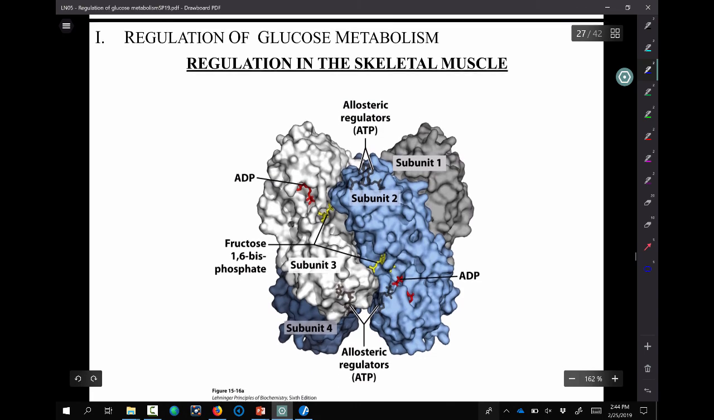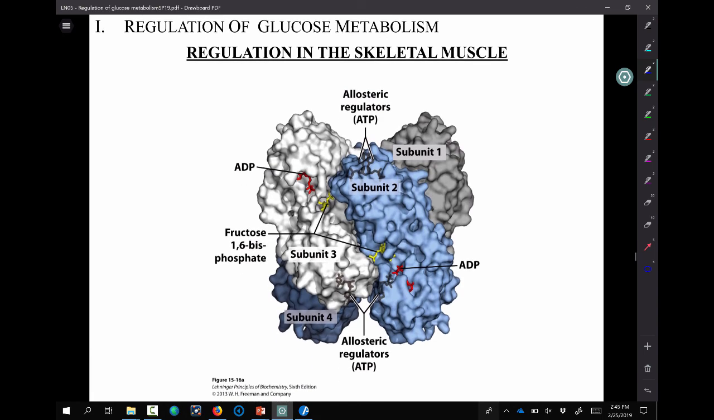If we come here, let's look at this. This will remind you a little bit of what you would talk about in BC 401. We have to have some structural analysis of this. What you see here is PFK1. PFK1 is a homotetramer, four identical subunits. They're colored in different shades of blue and gray here, so subunit 1, 2, 3, and 4. Each one has ADP bound in this crystal structure.